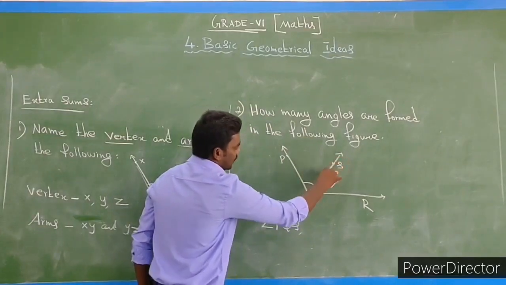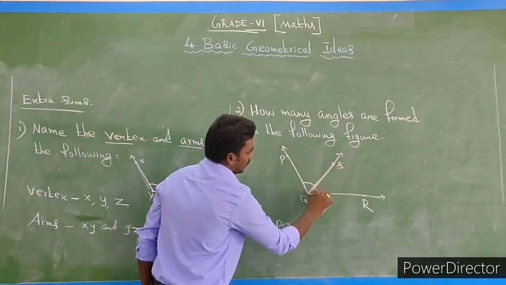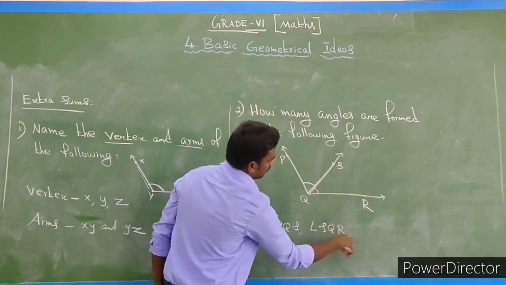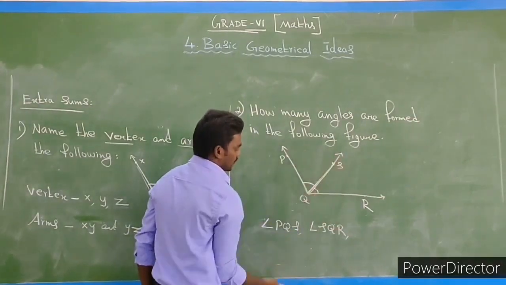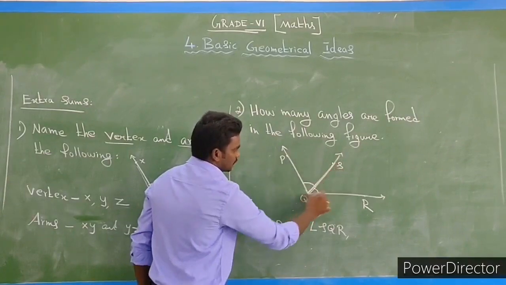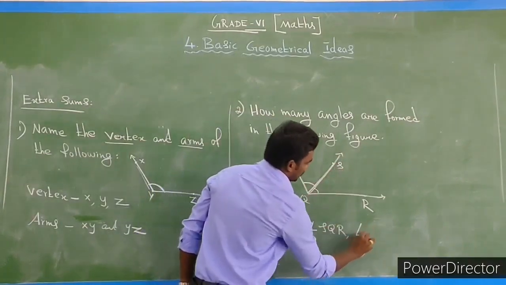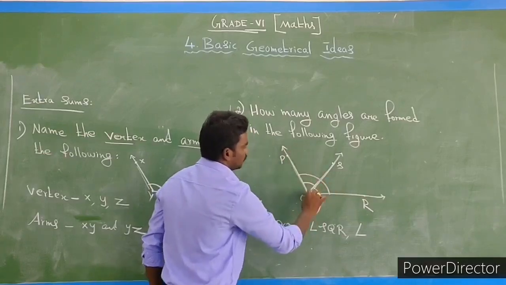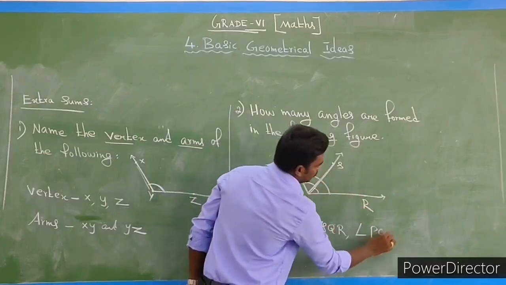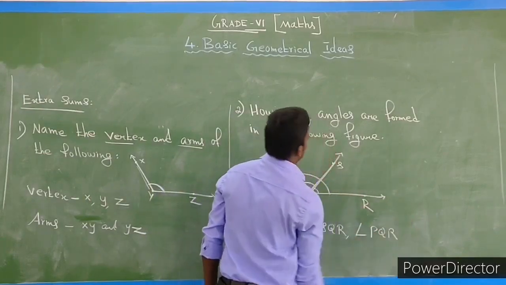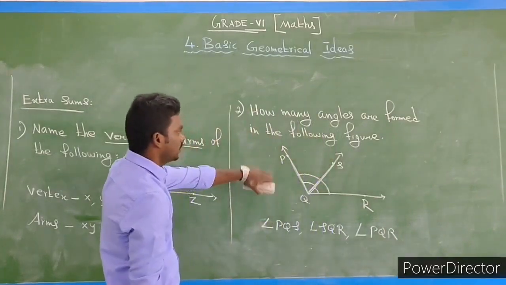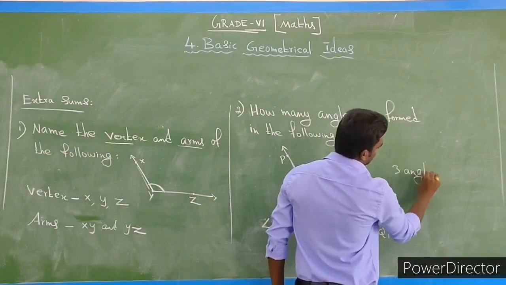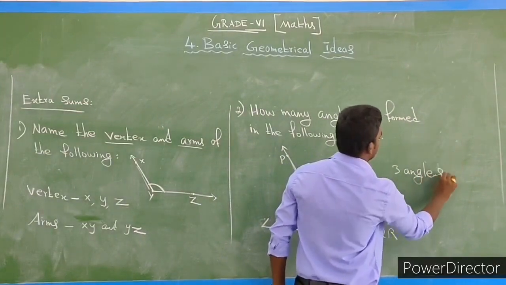What is the next one? Angle SQR. So angle PQS is one angle, and SQR is another angle. What is the next angle? PQR. Angle PQR. How many angles are in the following figure? Three angles. So we have three angles in the following figure.